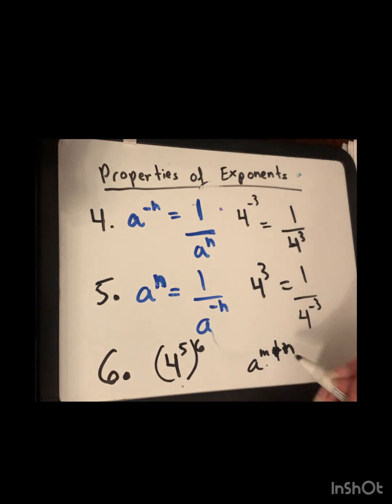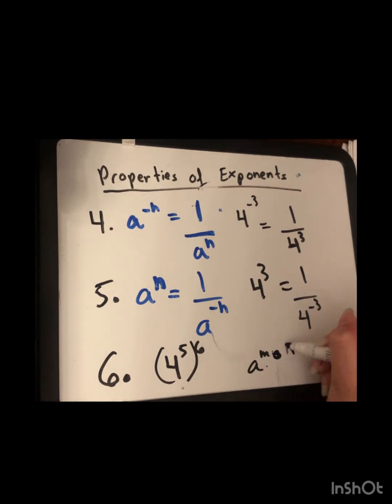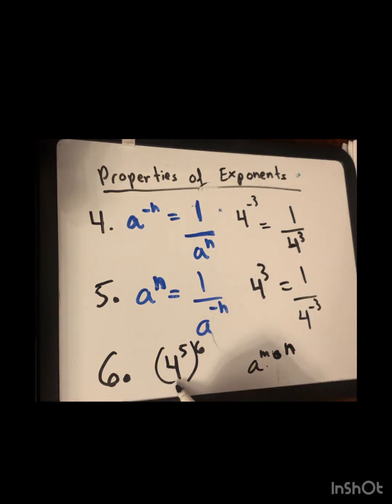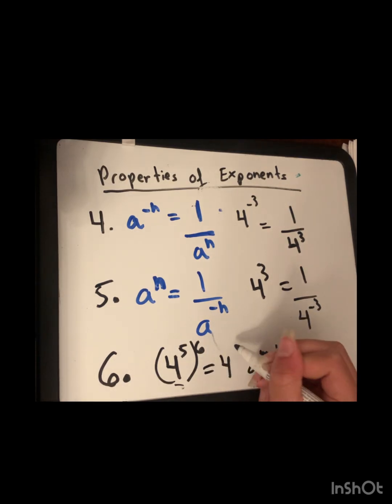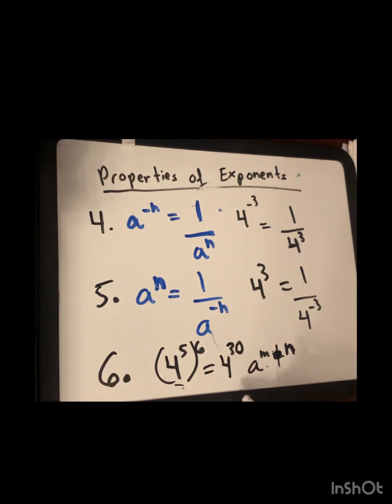Plus is really going to kill you. You guys have to know that when it's in parentheses, it's always going to be multiplication. When it's out of parentheses and they have the same coefficient, then you'd be adding them. But in this case, because of the parentheses, you're multiplying them. So this would equal 4 to the exponent 30, 4 to the power of 30.